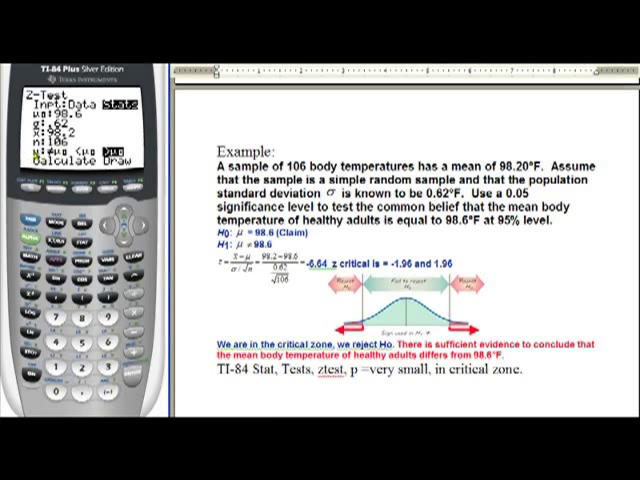And how am I going to pick this line? I have to look at H1, not equal, so it's going to be this one. And when you go down, calculate. It actually gives you the Z, which is the same as this value. But what you can do is just compare the P. P is very small. That means P is less than alpha. Alpha is 0.05. Therefore, you're in the critical zone. Therefore, we reject H null. Therefore, there's sufficient evidence to conclude that the mean body temperature of healthy adults differs from 98.6, which is this statement here.